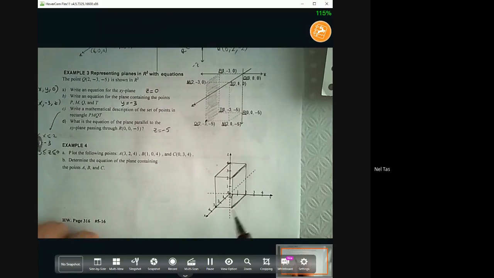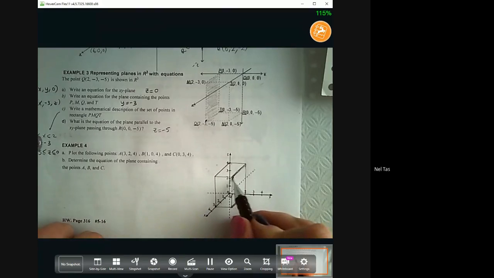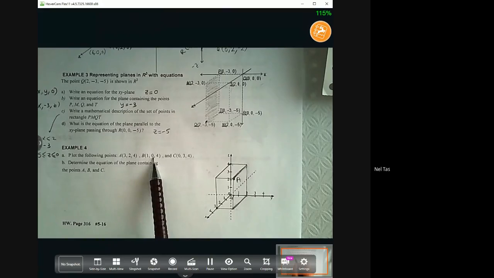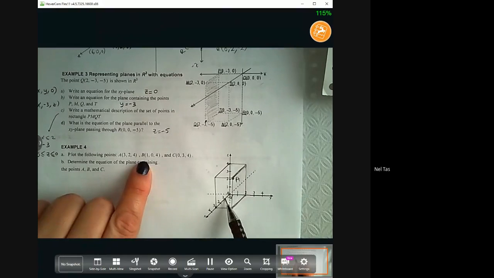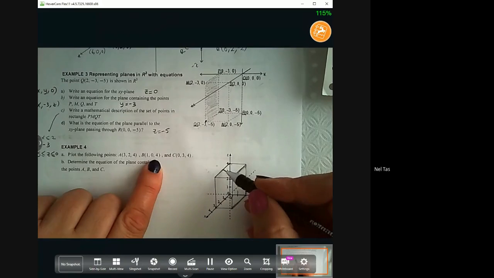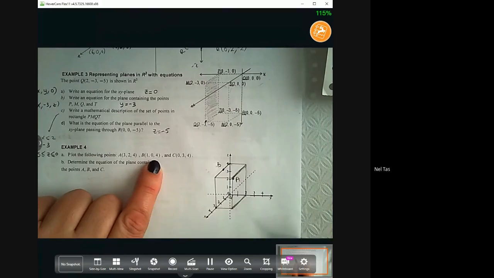So where is point A? 3 units on the x-axis, 2 units parallel to y, and 4 units parallel to z. So this point is point A. Now let's look at point B, (1, 0, 4). So 1 unit on the x-axis, nothing on the y-axis, but 4 units parallel to z. If you go 4 units up, that is on the edge of this box that you built. That is point B.